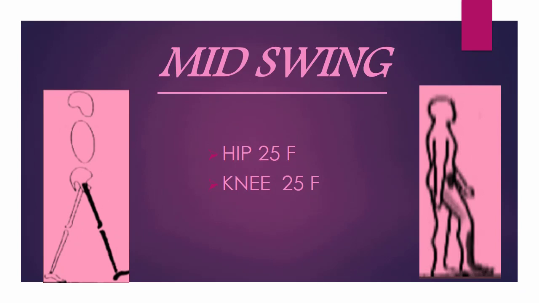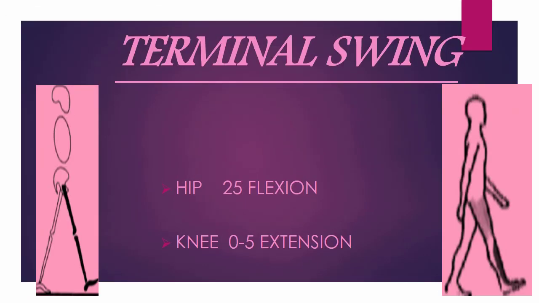Mid swing: 25 degree flexion occurs at both hip and knee joint. Terminal swing: hip flexes 25 degree and 0 to 5 degree knee extension.